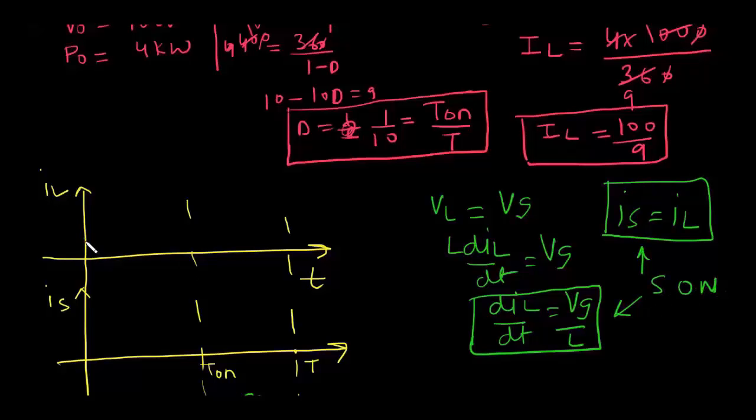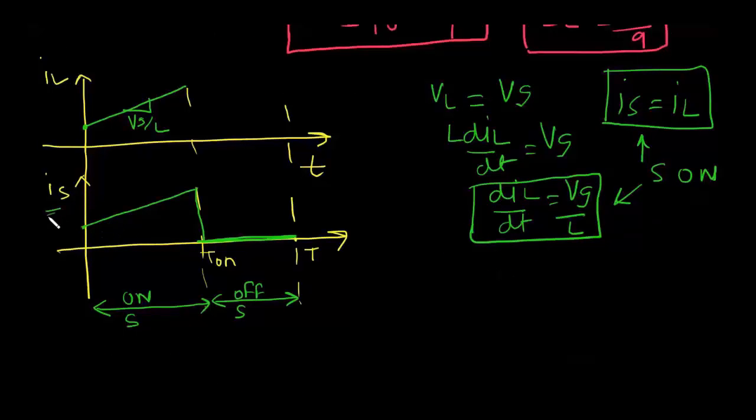As this converter is operating in CCM mode, we have some IL min, and it will start building up with a slope of Vg by L. Switch current is identical to inductor current in the on period. And when switch S is off, as it is ideal, it will be 0. So now we have to find the RMS value of these waveforms.